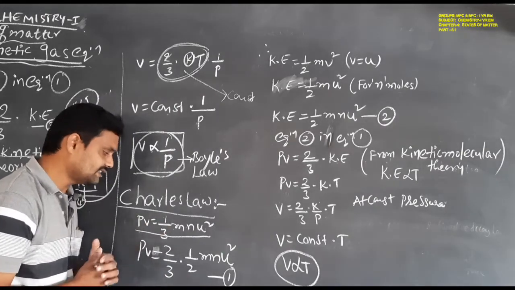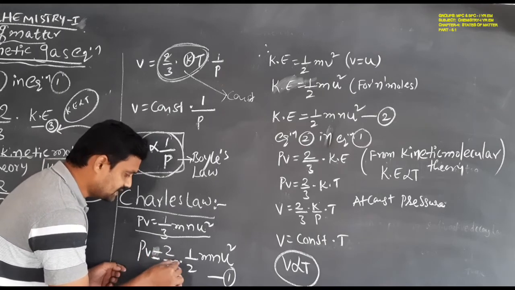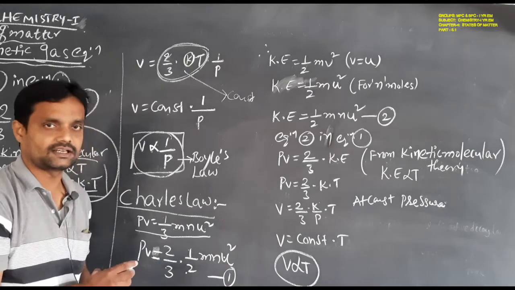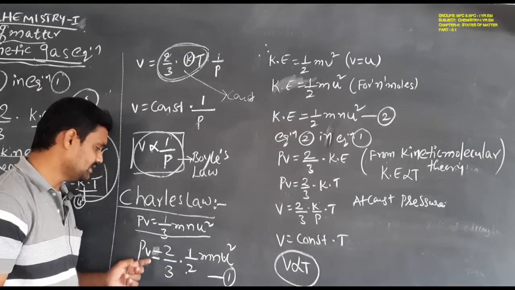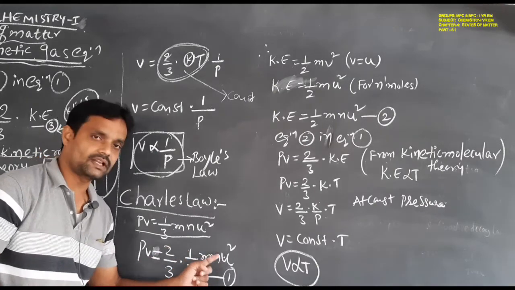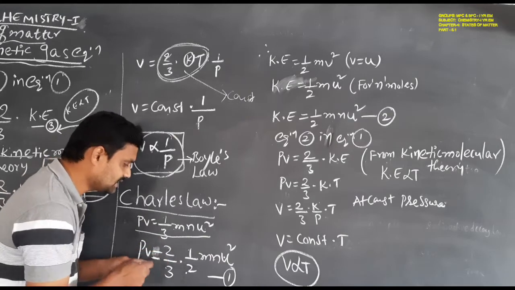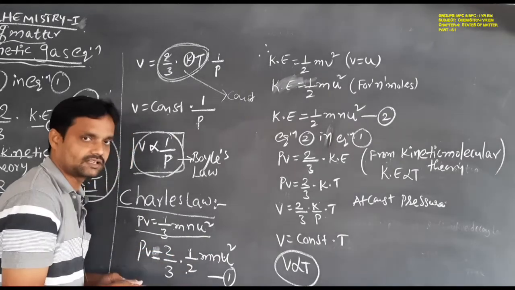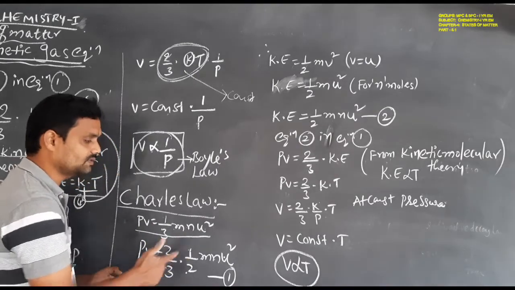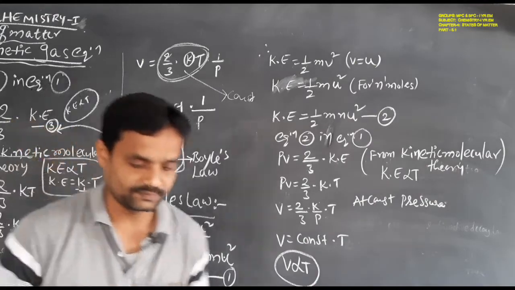So this kinetic gas equation changes as PV equals 2 by 3 into 1 by 2 mn u square. Okay students, PV equals 2 by 3 into 1 by 2 mn u square. Because in 1 by 3 mn u square, the 2 gets cancelled, remaining 1 by 3 mn u square. So this is the equation 1.